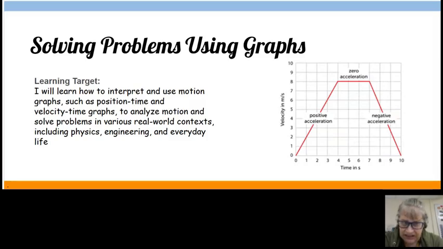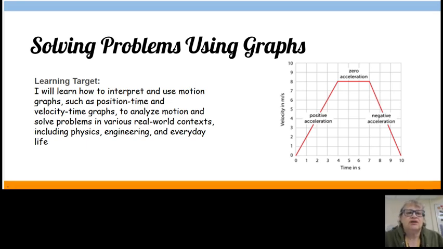Our next lesson is about solving problems using graphs. We like to show you how to use the graphs to solve problems before we actually talk about acceleration and kinematics, because you can get the idea of what acceleration looks like before actually working with it.